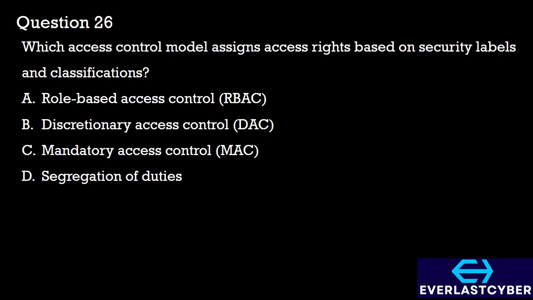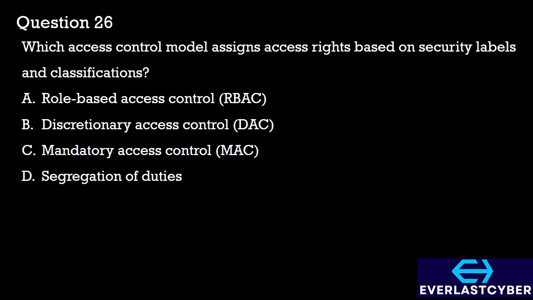Role-based access control assigns access rights based on the user roles within an organization. However, it doesn't do this based on the security labels. Discretionary access control allows the owners of the resources to control access to their resources. So they'll be able to specify which user will be able to access the resources that they created. Mandatory access control uses security labels and classifications to enforce access control policies, while segregation of duties is a principle that is aimed to prevent fraud and error by distributing tasks among multiple people.